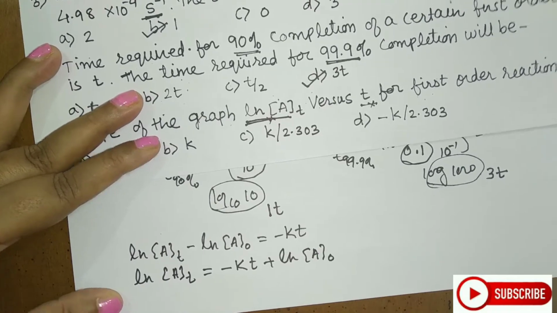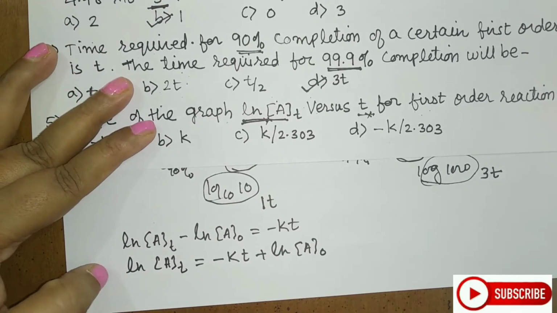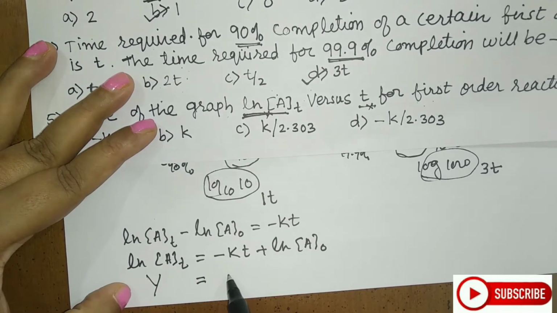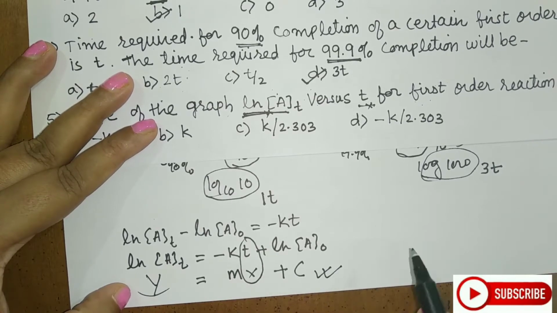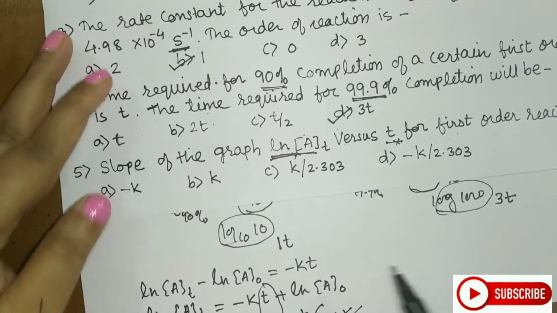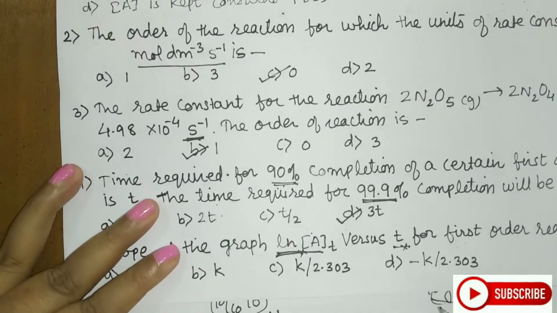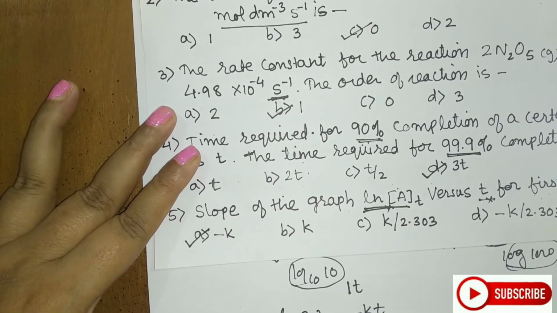You can refer to the log and the graphs video, where I have shown the tricks. So if this is y, this is your mx plus c. Now this is your y-axis, this is your x-axis, and this is your intercept. We are not interested in this. What is important, they are asking, is the slope of the graph. So this is the slope of the graph. What is the slope, student? Minus k. So your answer here is the first option.